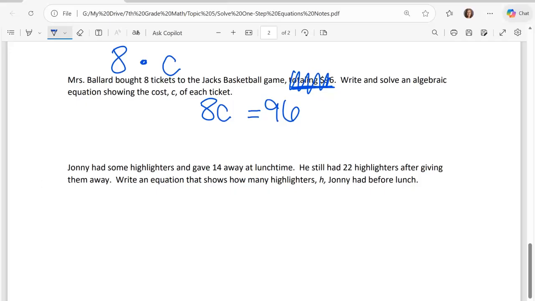And then lastly, it says Johnny had some highlighters. We don't really know how many. He gave away 14 at lunch. He still had 22 highlighters after giving them away. Write an equation that shows how many highlighters he had before lunch. Well, we don't know how many he had before lunch, so he had H before lunch. And what happened? He gave 14 away, so he subtracted 14. And the total that he had at the end of the problem was 22.